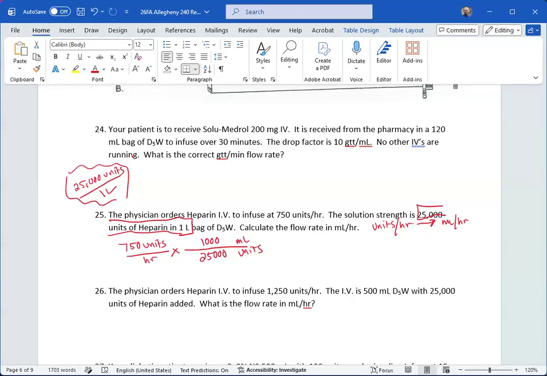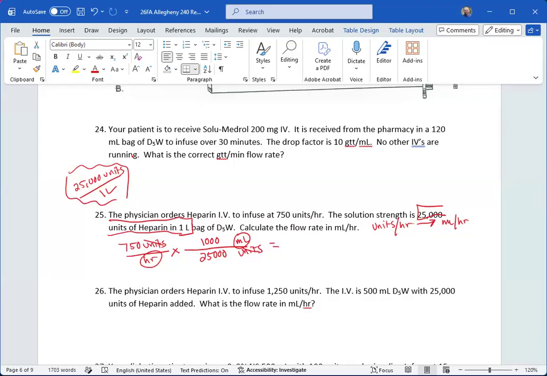I hope I'm not overestimating, or that there's not a knowledge gap there. I think you know that. Just like 60 minutes is an hour. Okay. All right. So I'm left with milliliters per hour, which is exactly what I'm looking for. So I'm going to take my calculator, and I'm going to take 750 times 1,000.